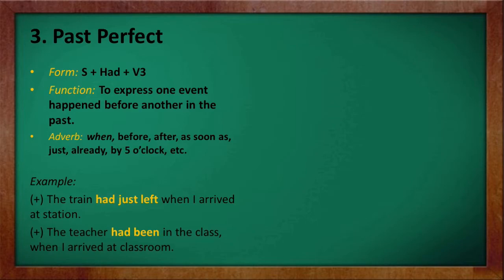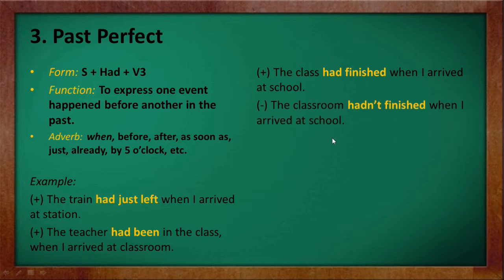The second example is the teacher had been in the class when I arrived at classroom. The third example is the class had finished when I arrived at school. So the class had finished is the first event and I arrived at school is the second event. The negative sentence is the classroom hadn't finished when I arrived at school. The interrogative, had the classroom finished when I arrived at school?